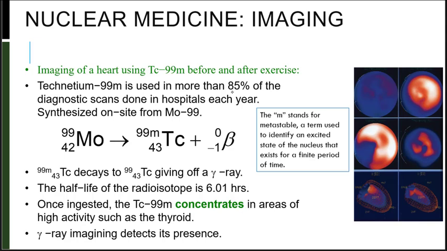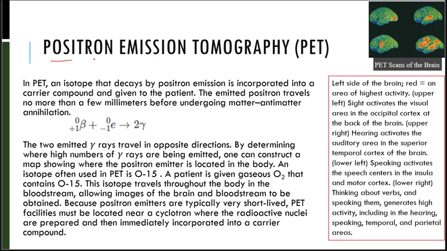Technetium-99m is used for more than 85% of the diagnostic scans done in hospitals each year. Here we can see that it's been used for imaging of a heart. It also will concentrate in areas of high activity like the thyroid. In a PET scan, a positron emission tomography, an isotope that decays by positron emission is incorporated into a carrier compound and then given to the patient. And here we can see a PET scan of the brain.